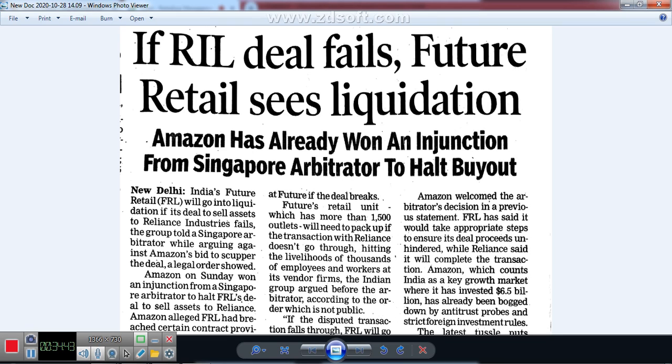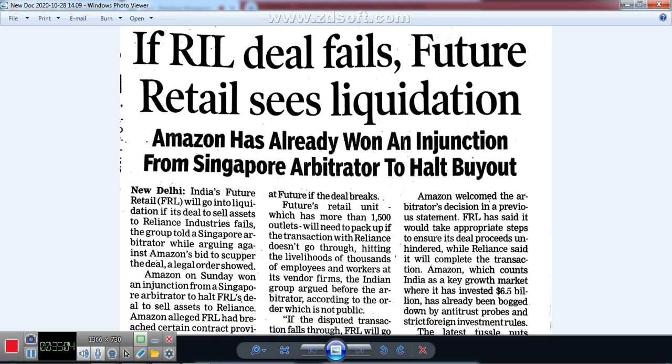Why is there a problem? Because Amazon has already won an injunction from a Singapore arbitrator to halt the buyout. This is a Singapore-based arbitrator which was appointed at the time when Amazon acquired some stake in Future Group.